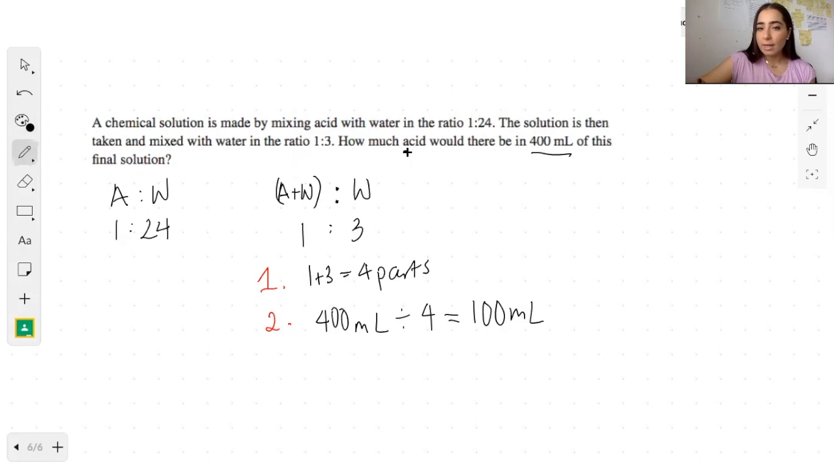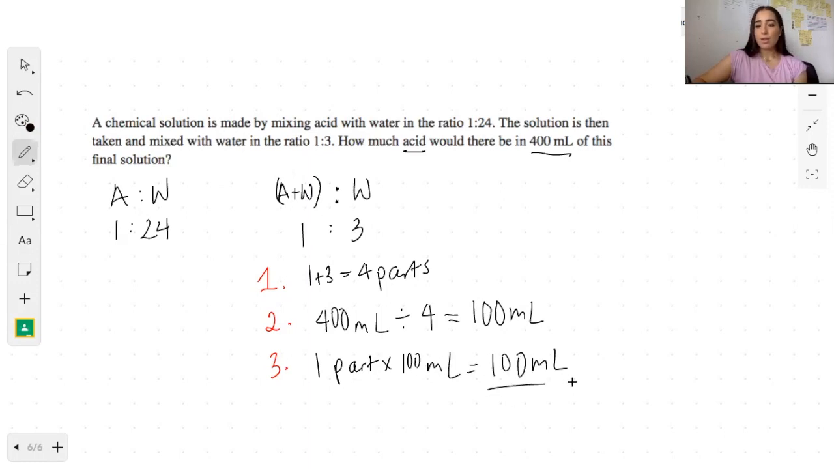And because we're trying to find the amount of acid, we want to basically find how much acid and water is there in this final solution. And then we can use that to work with this to find the acid. So we're going to work through the third step. And because the acid and the water represent 1 part, we're going to multiply that by the value of 1 part, which is obviously going to give us 100 mils. So this represents the amount of acid plus water. So this represents the total amount of this ratio.